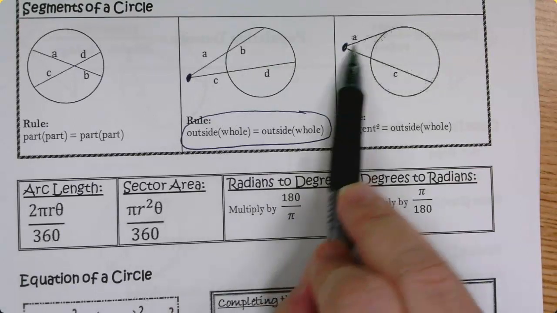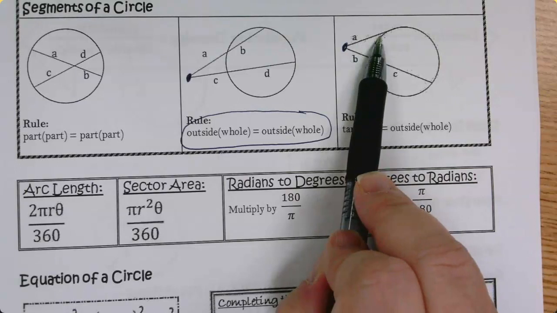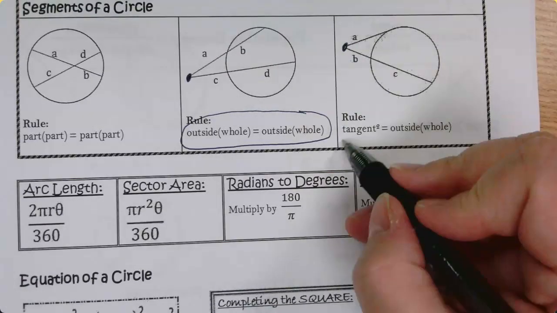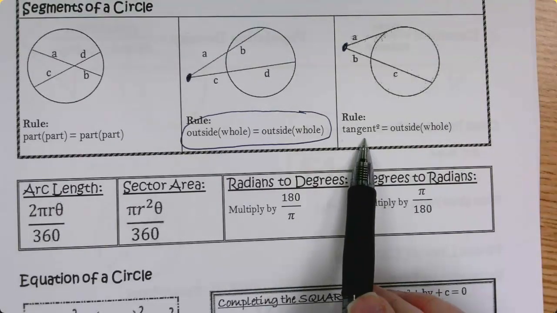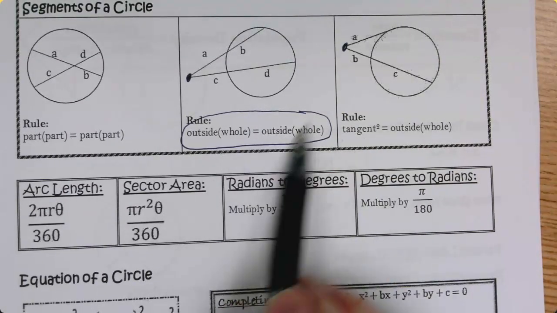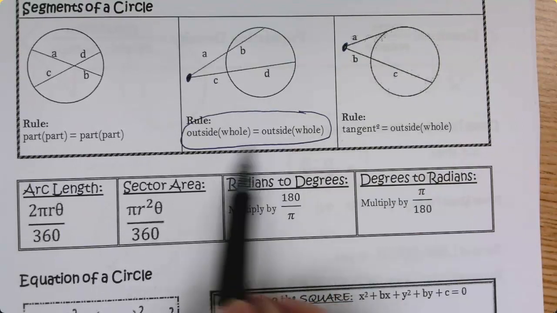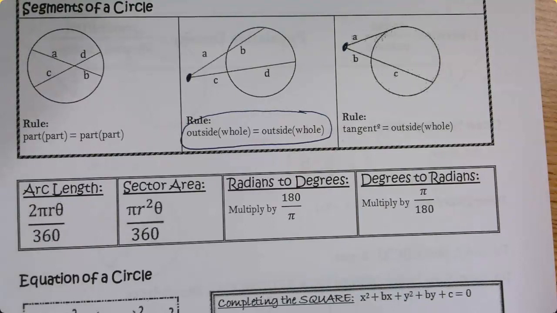Over here, the tangent segment is outside of the circle and is the whole thing. So I just think of that as outside times whole, which means A is multiplied times itself. So that's why it says tangent squared. But I still think of this as being this rule. The outside part and the whole thing are just the same, so you multiply something times itself.